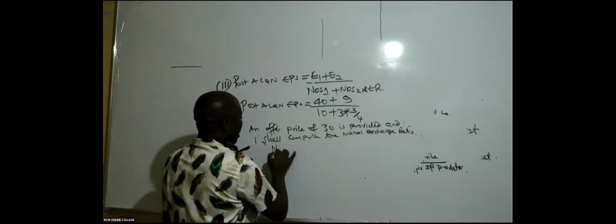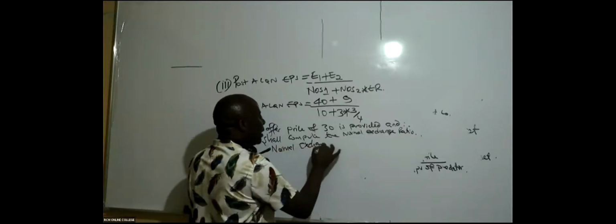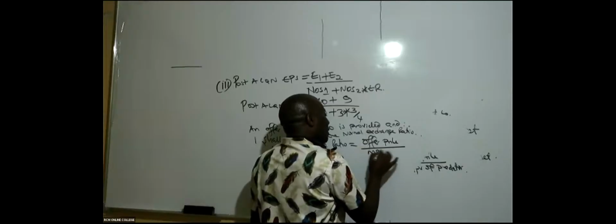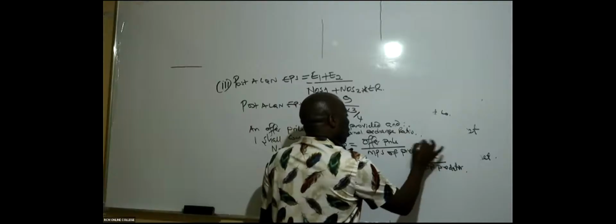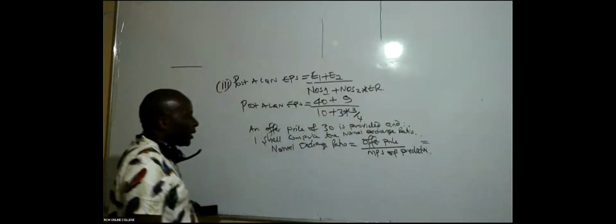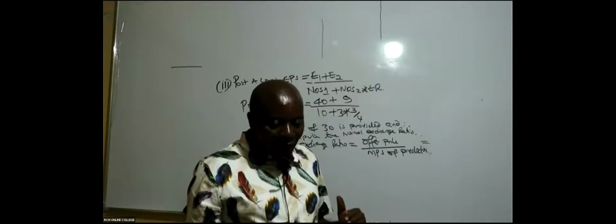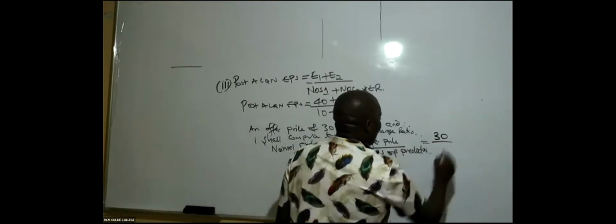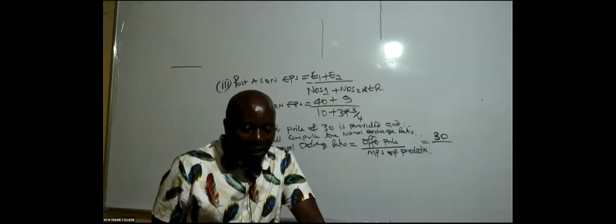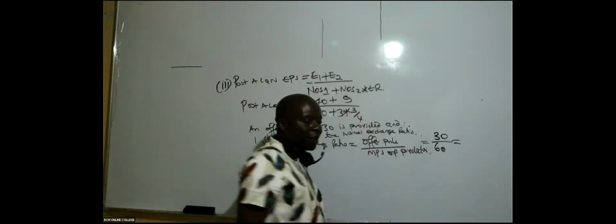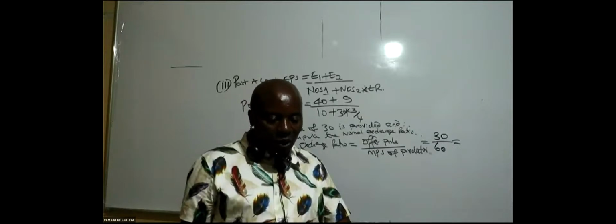How do we get this normal exchange ratio? To get the normal exchange ratio, we take the offer price given all over the MPS of the predator. So the normal exchange ratio is offer price all over MPS of the predator. The offer price in Roman 3 has been given, it is 30. Offer price 30 all over the MPS of the predator. Is there somebody who is able to see the MPS of the predator? 60. So 30 over 60 will be equal to who?